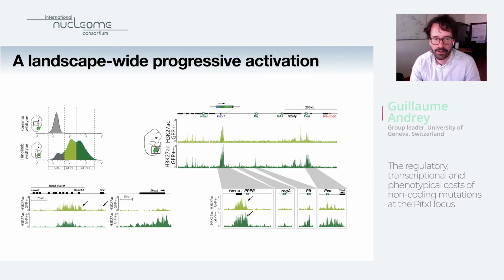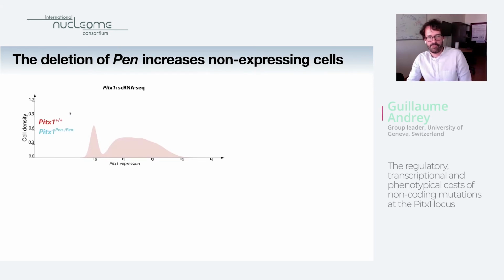Right, so now let's move on. What happens if we remove one of the enhancers? First, with the single cell data that we have here, what you can see is the expression of Pitx1 and the cell density in a normal hind limb with single cell RNA-seq. We see that we have some cells which do not express Pitx1, and then a lot of cells that express it at different levels.